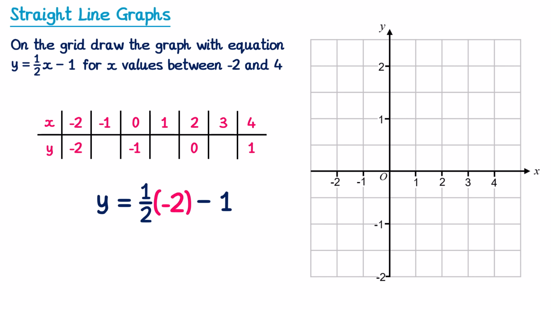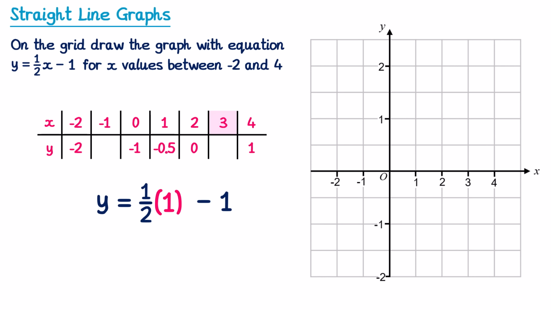Now let's go back and do the odd numbers. So let's go for when x is 1. So we've got half of 1 take away 1. Half of 1 is just a half, or 0.5. So we have 0.5 take away 1. If you do 0.5 take away 1, you get -0.5. So when x is 1, y is -0.5.